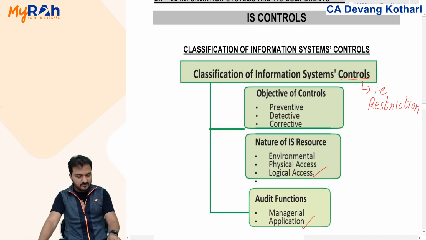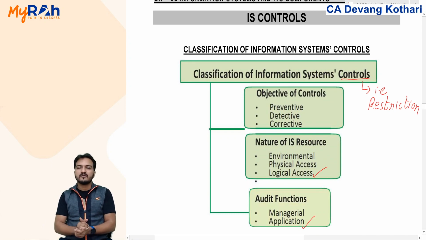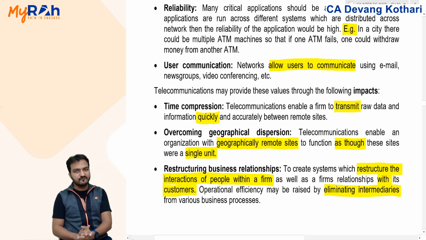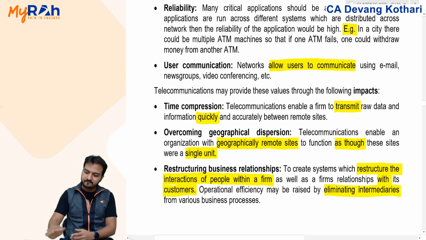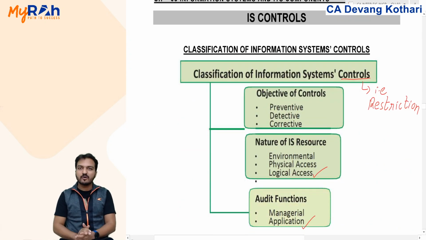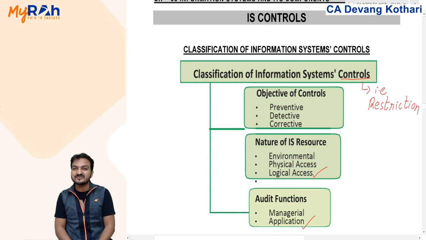Anyways, that covers my first topic of the chapter, that was components of information systems. Next topic, starting with the next topic, that is information system controls.